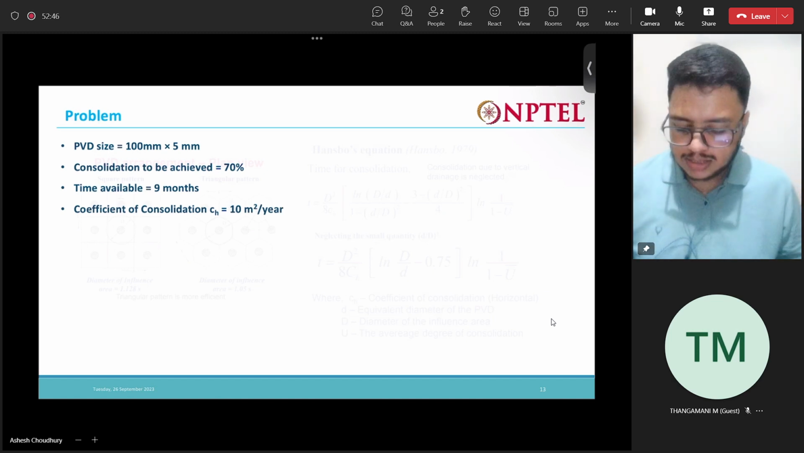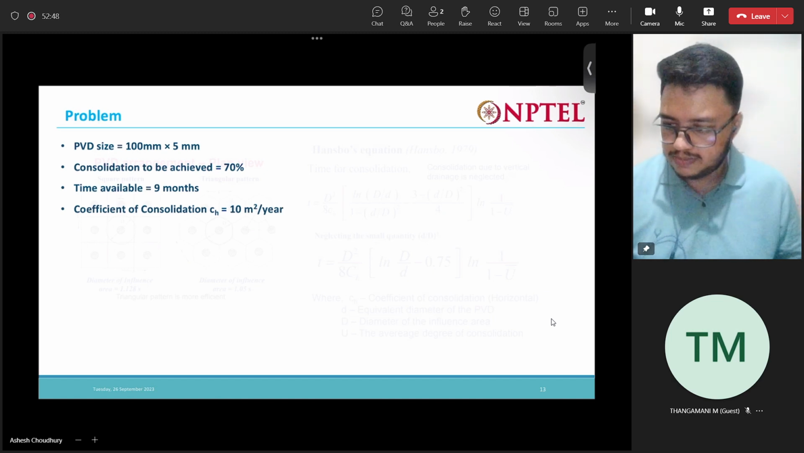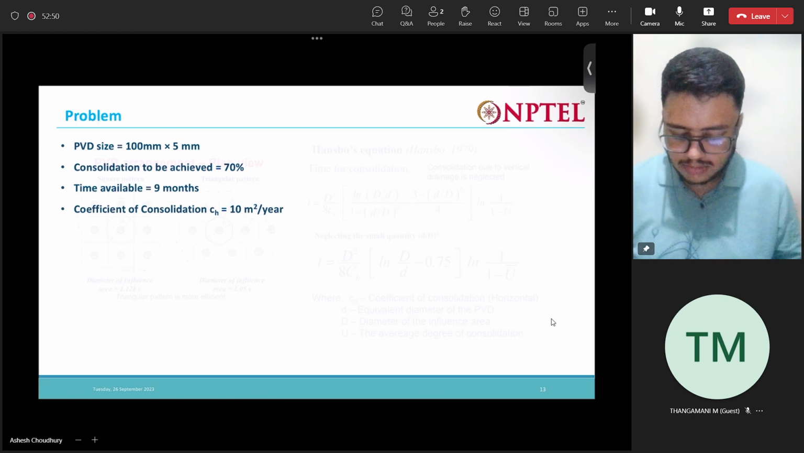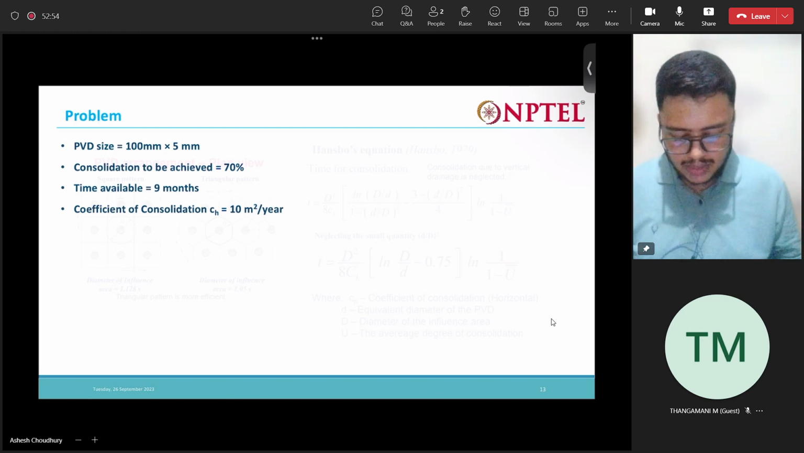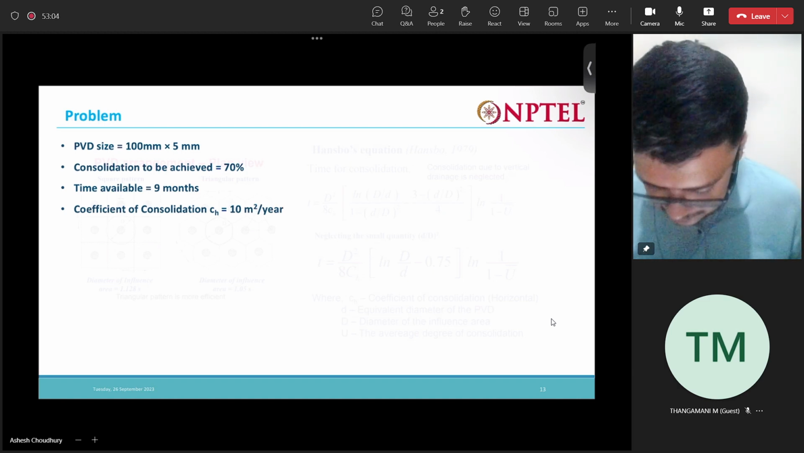Now let us solve this easy, very basic problem. The PVD size given is 100 mm by 5 mm. The consolidation to be achieved is 70%. The time available is 9 months. The coefficient of consolidation is given as 10 meter square per year.